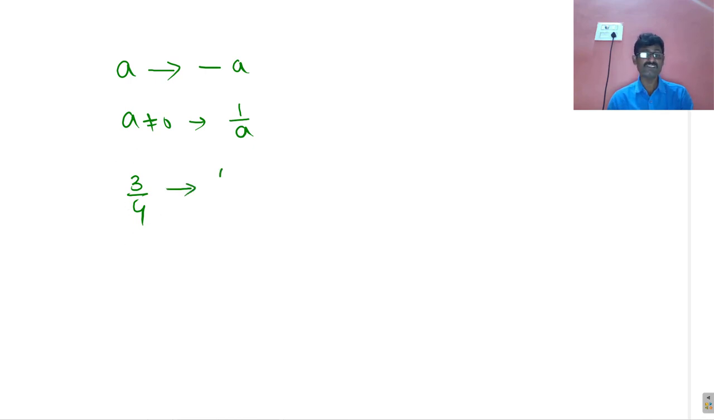Now let us conclude. If we take a number a, then the additive inverse of a is negative a. If you take a which is not equal to 0, then the multiplicative inverse of a is 1 by a. Now if you take 3 by 4, what is the multiplicative inverse? The multiplicative inverse of 3 by 4 is 4 by 3.